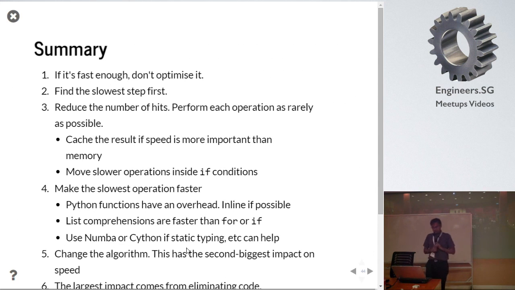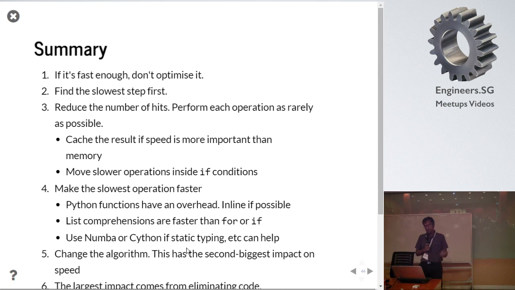So to summarize, if you've got code that's running slow, optimize it. But more importantly, if you don't have code that's running slow, do not optimize it. Okay. First, find the slowest step. You don't want to be optimizing the steps that are running fast enough anyway. The easiest way to optimize code is to reduce the number of times that you're hitting it. Perform the operation as rarely as possible, and caching is one technique that applies to this. If that's exhausted, then make your slowest function fast.